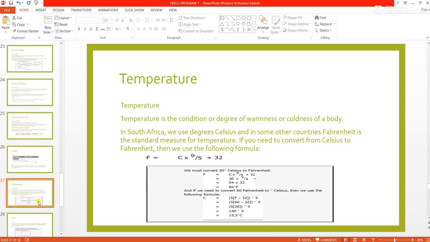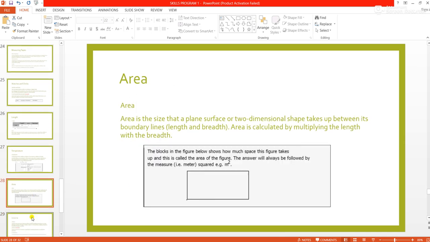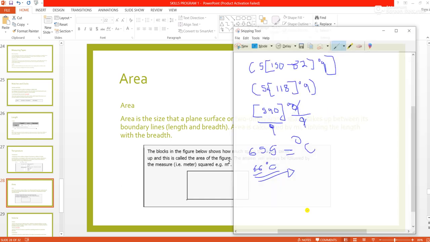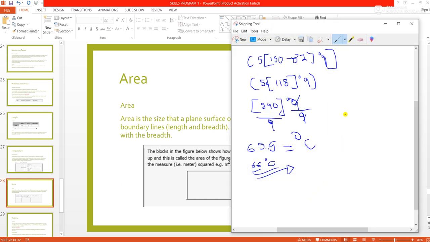So let's move on to the next slide. We've got area. An area is just the size that a plane surface or two-dimensional shape takes up between its boundary lines, which means your length and breadth. So area is calculated by multiplying the length with the breadth. That's how you can get your area.